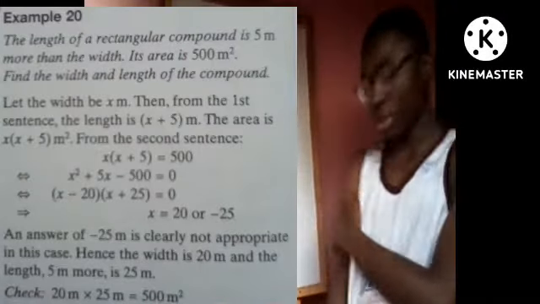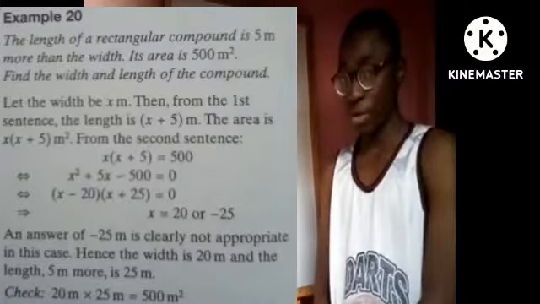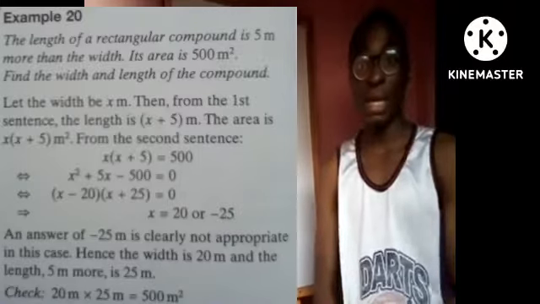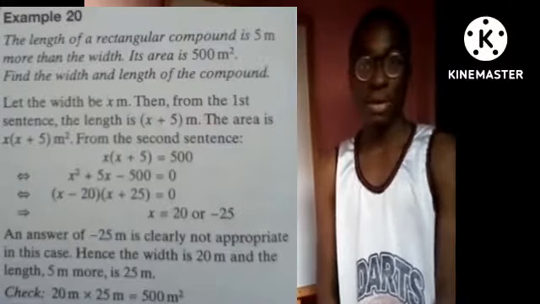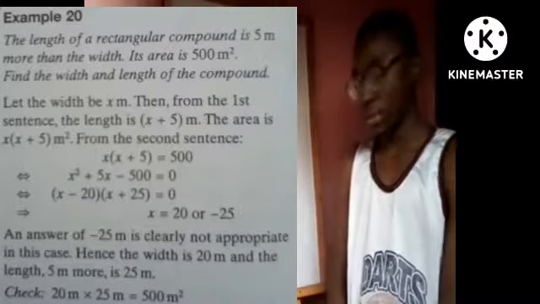This is a very simple question. Just say let the width be x. In mathematics, when you don't know a value, you assign it a variable, because that variable means the value can be assigned any constant, but you only assign a constant when you have solved for it. So let the width be x meters.